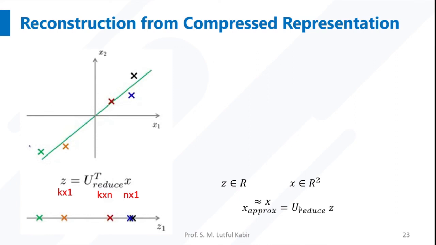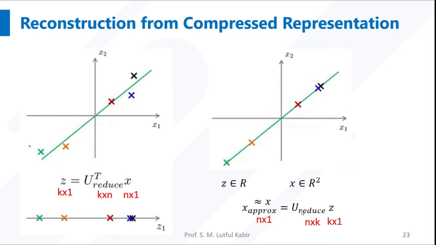So if I plot x approximate, the data will look like the diagram shown there. If you see the dimensional analysis, U reduced is n by k and z is k by 1, so the multiplication is n by 1. That means the converted data is again brought back to the original dimension. So this is the way you reconstruct from the compressed representation.